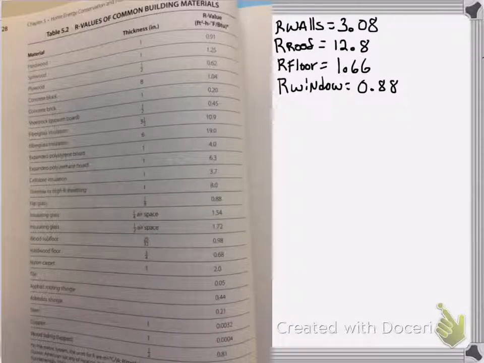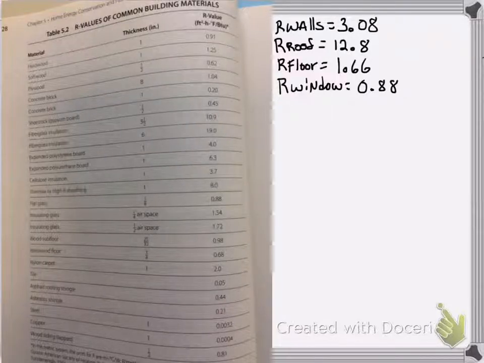Alright, so for the sake of time, I took each piece and added them up. So for all the information of everything that they gave me for walls, I put that information together and summed it so that I'm getting an R of 3.08. The roof, I get 12.8. For the floor, I'm getting 1.66. And the windows, since they're just single pane, is just the 0.88 for the looking up.